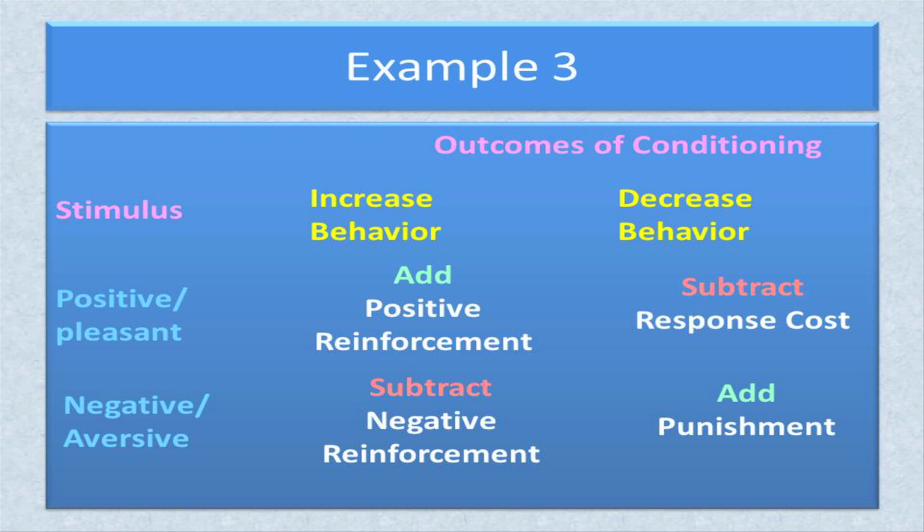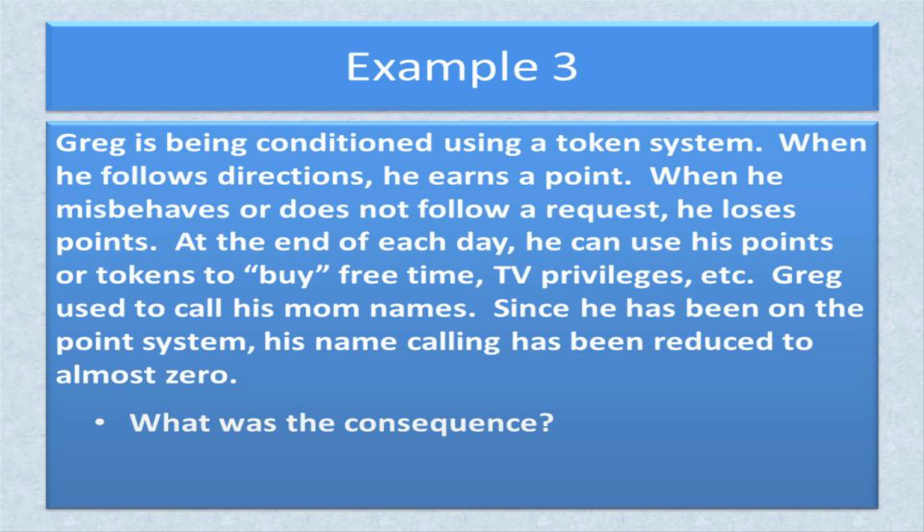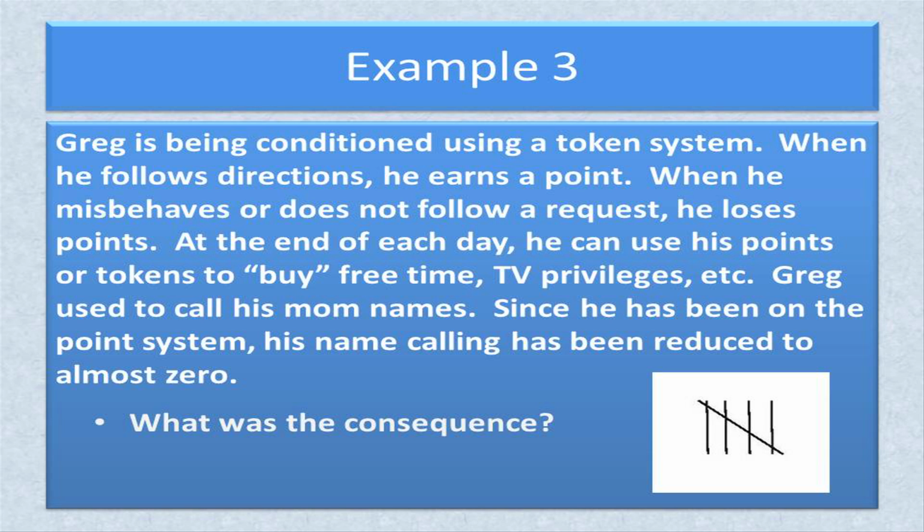And therefore, the technique used was either response cost or punishment, because both of those techniques focus on decreasing a target behavior. In this example, what was the consequence? Right. Points were deducted when Greg called his mom names.